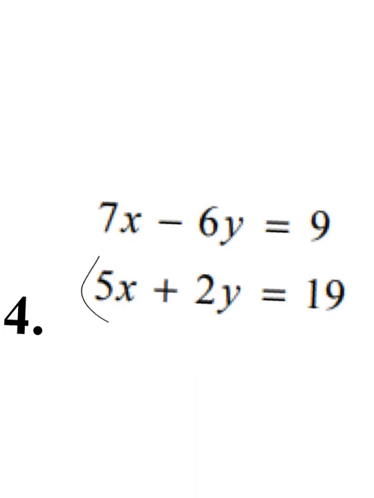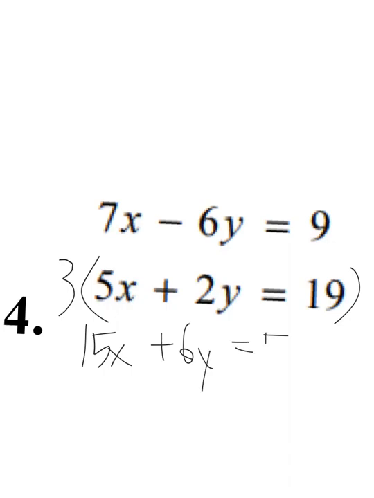Just to show you that it really doesn't matter which variable you eliminate, I'm going to eliminate the y's on this one. If I multiply this by 3, what's that going to get me? That's going to get me 15x plus 6y equals, and 3 times 19, what is that? That's 57. Yeah, so distribute it to everything.